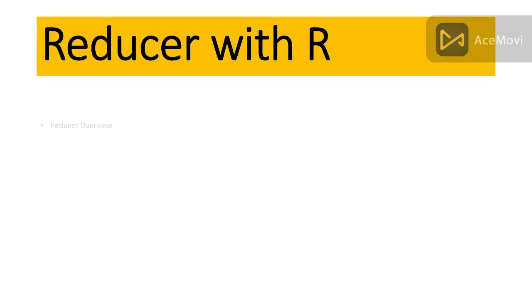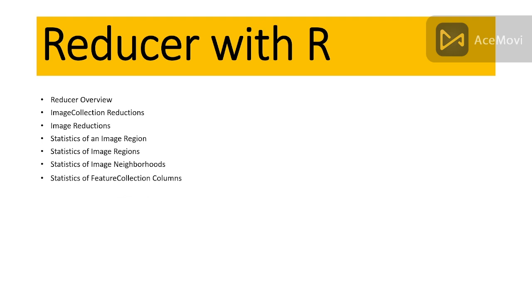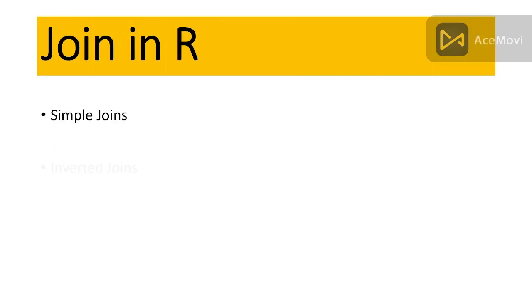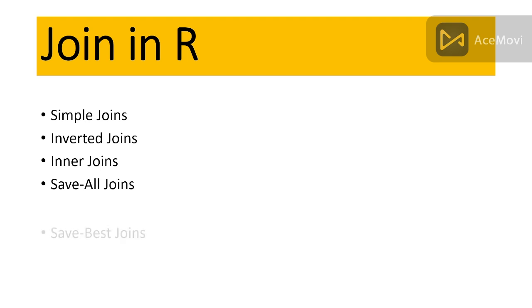Okay, as well as reducer with R. How can you use the different types of reducer and also do the different types of statistical analysis in here. We can see all of this course content, linear regression, weighted reduction, zonal statistics, as well as join with R. So all of those: simple join, inverted join, inner join, save all joins. So all of those things we try to discuss.